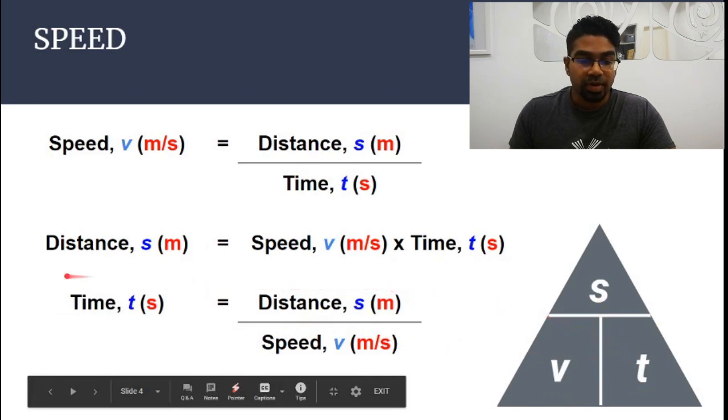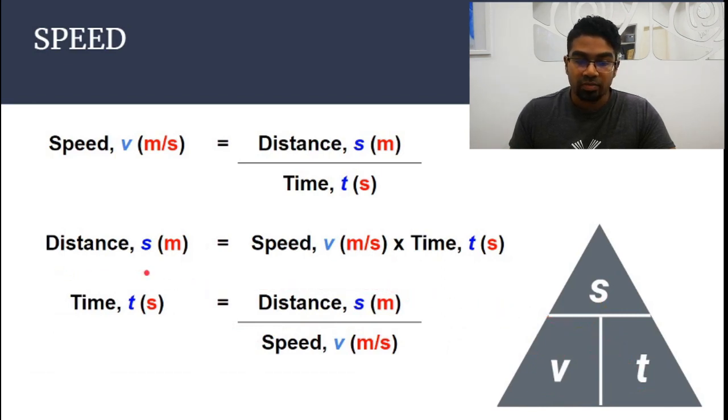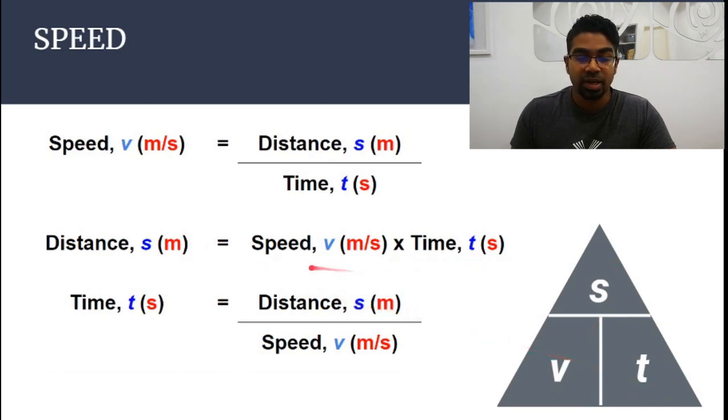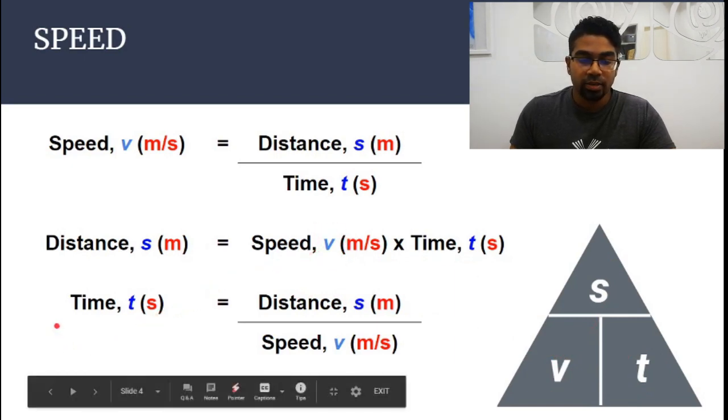So for example, if you wanted to find distance, we cover the S. When you cover S, what you get is speed times time, where speed is again represented by V. And then if we wanted to find time, we cover time and then we get S over V. So S represents distance and V represents speed. This triangle is very useful for you to remember all the formulas.